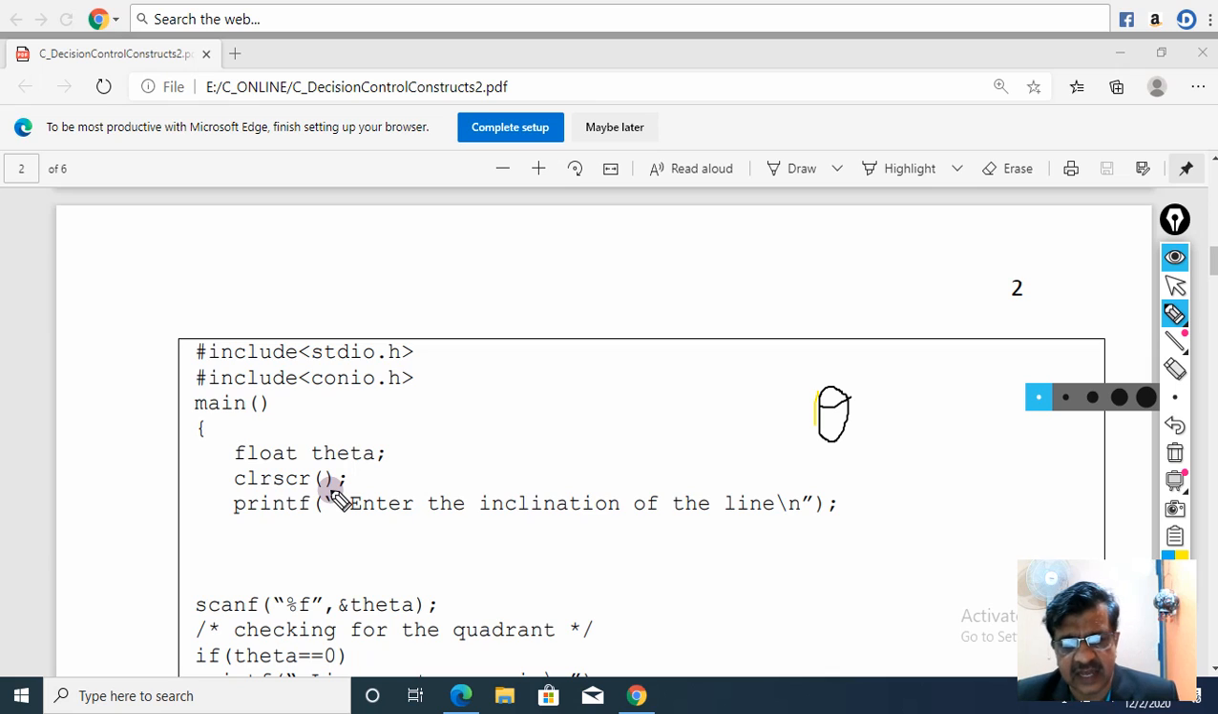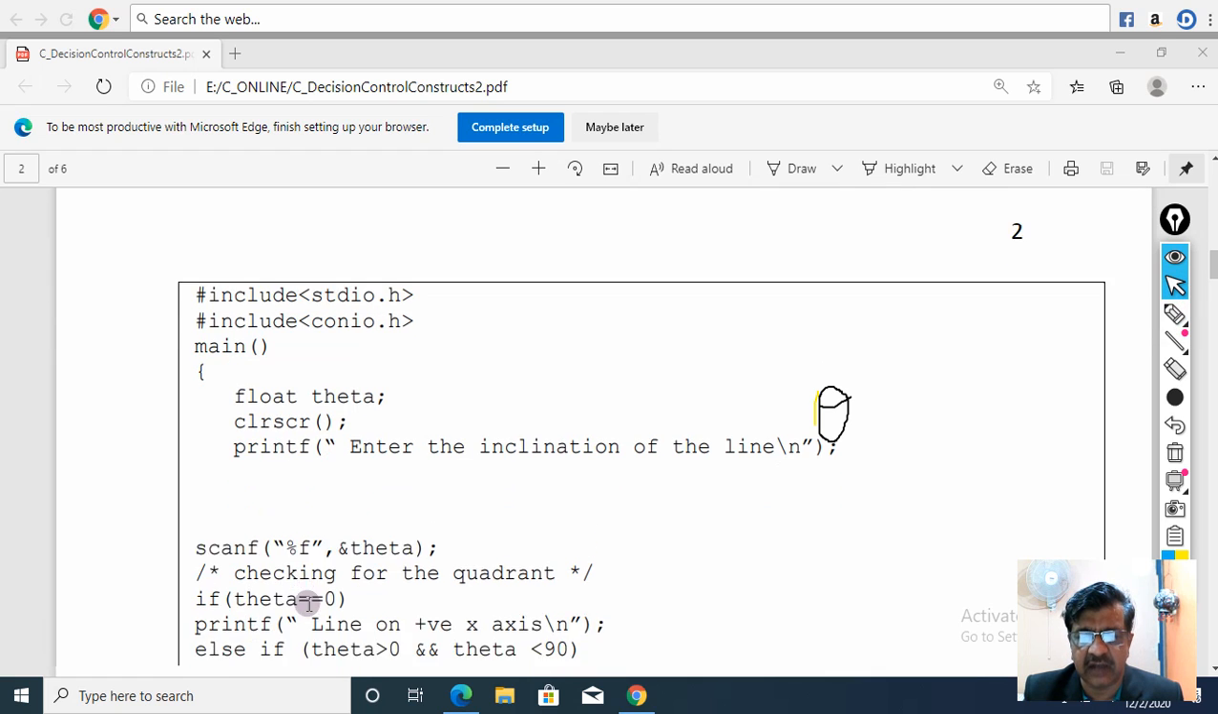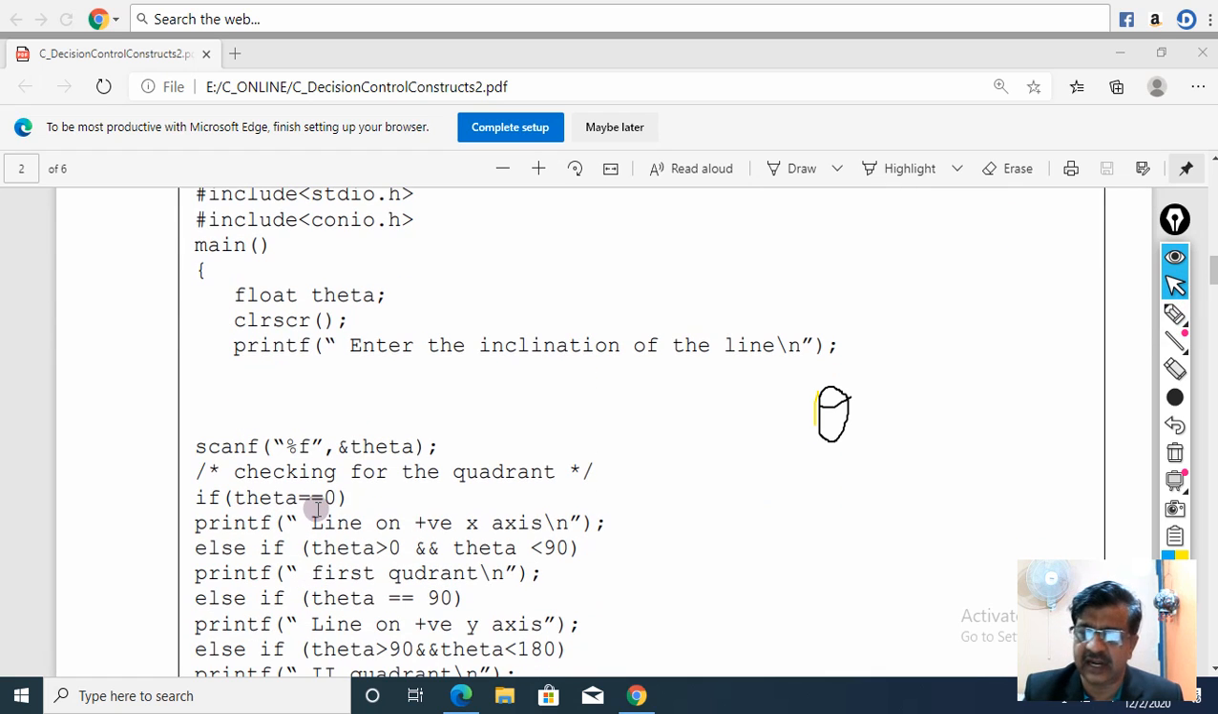Clear screen is there in order to avoid the screen becoming clumsy after successive execution of this same program repeatedly. So "enter the inclination of the line" is requested from the user, and this particular statement will serve as a user prompt, and it will make the program a little interactive. And the theta value is scanned and it is directly compared.